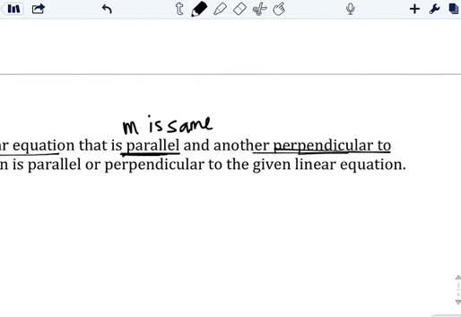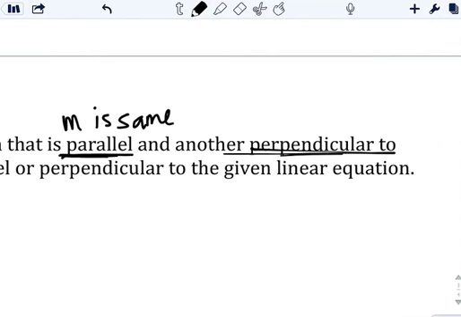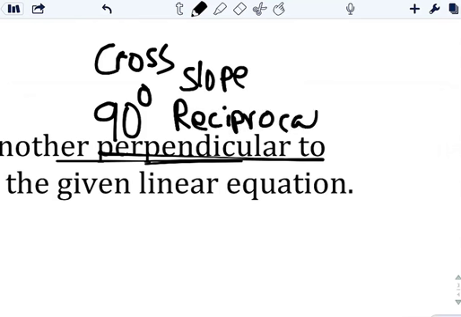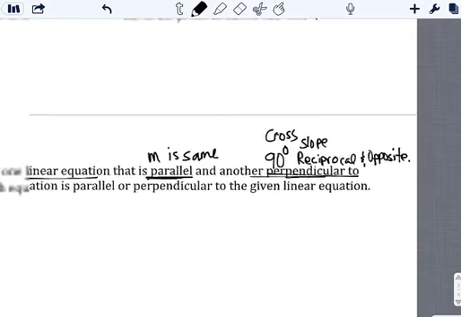How about perpendicular? Well, first of all, what is a perpendicular line? It's 90 degrees. Yes. Perpendicular lines cross, or intersect, at 90 degrees. So how do we know it will be perpendicular? What is the slope? The slope is different, but that doesn't make it 90 degrees. The slope is reciprocal and opposite. Okay? Please write these things down.